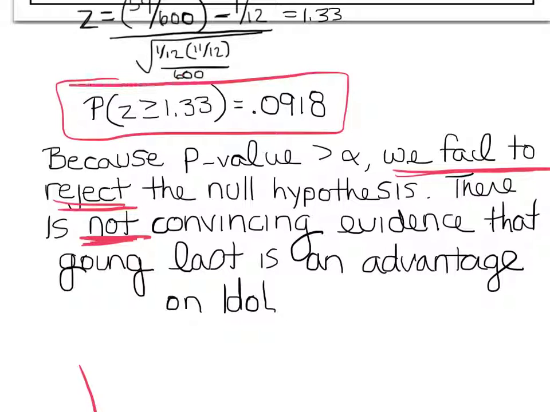0.0918. Okay, so then I have to say this, that because p-value is greater than alpha, we fail to reject the null hypothesis. There is not convincing evidence that going last is an advantage on Idol. Make sure you remember that whenever we fail to reject, that's when we say there is not convincing evidence. If we reject, that means there is convincing evidence. But when p-value is greater than alpha, we fail to reject, so there's not convincing evidence.